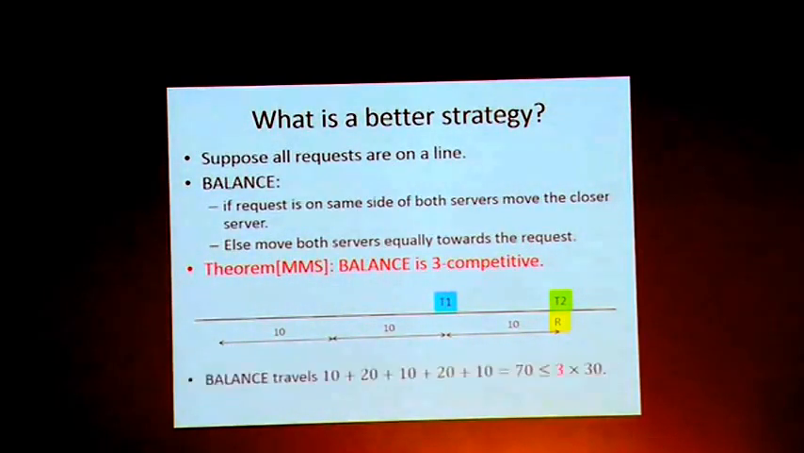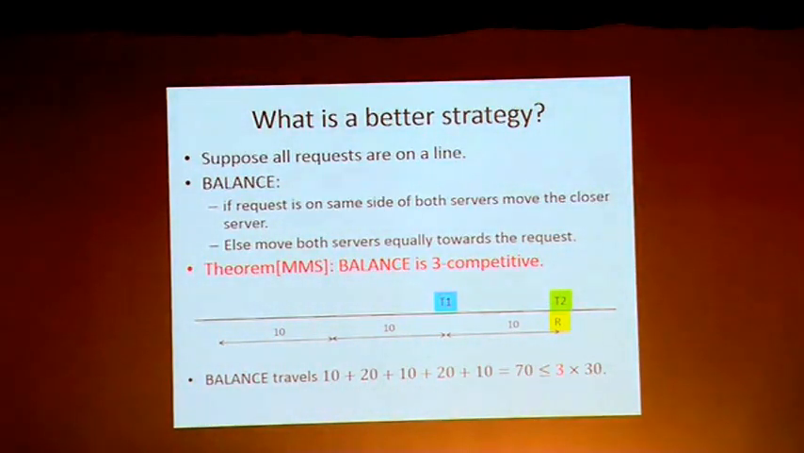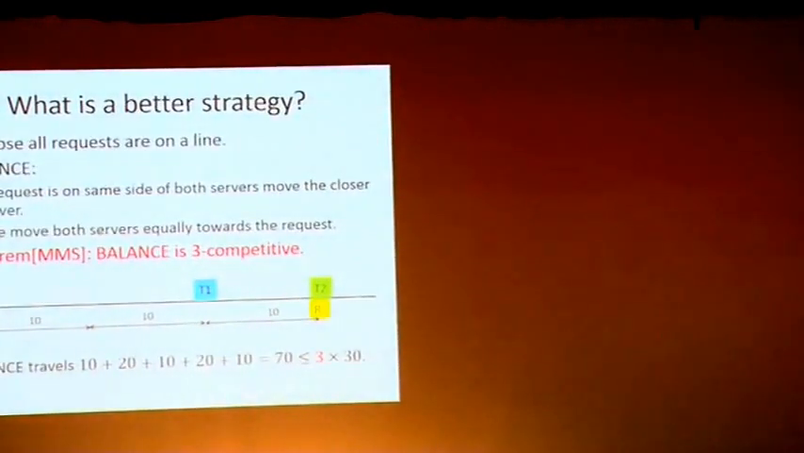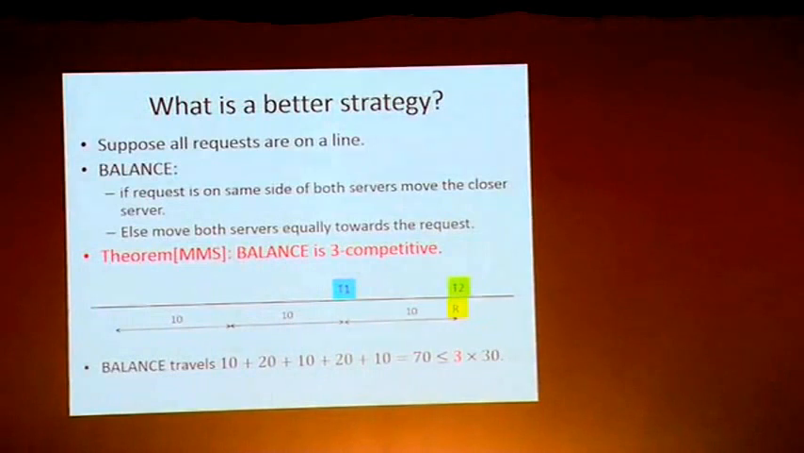And just to show you what is the total distance we traveled, if you've been following, you can check that computation, but even otherwise, trust me, the total distance the two teams traveled is 70, which is less than 3 times 30. And why 30? Because the optimum was actually 30. If you knew the entire request sequence in advance, you could just have moved the first team, T1, to the request and be done with it.